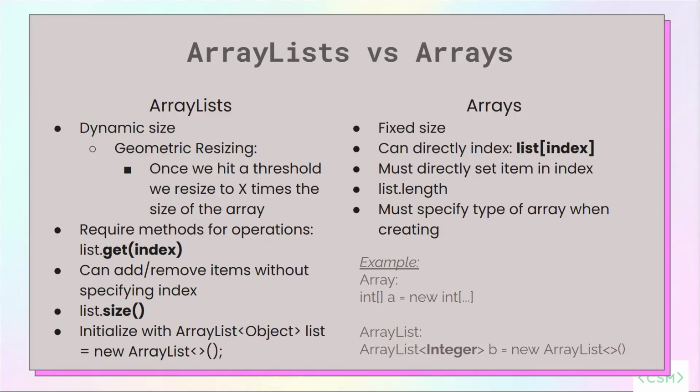The second is that for a regular array, you can directly use the array square bracket index to access the item at that index.